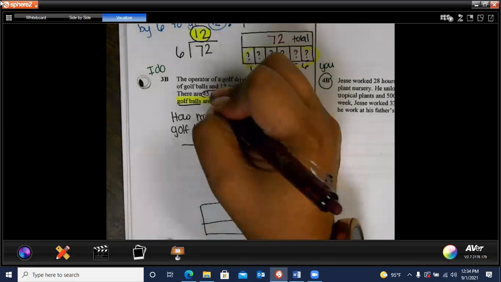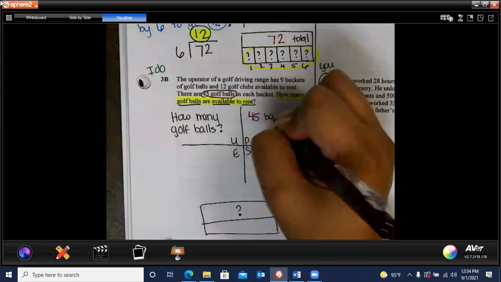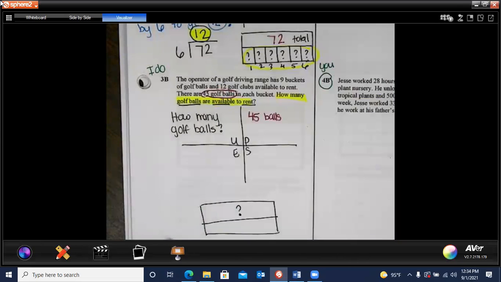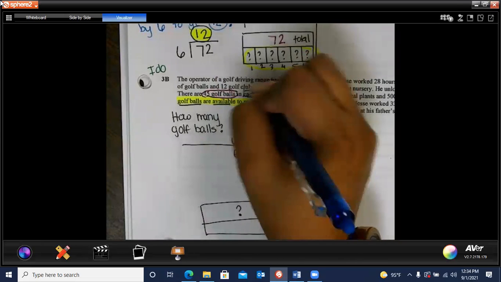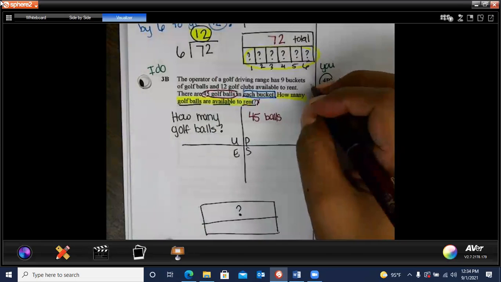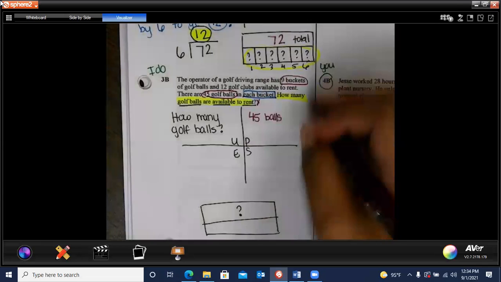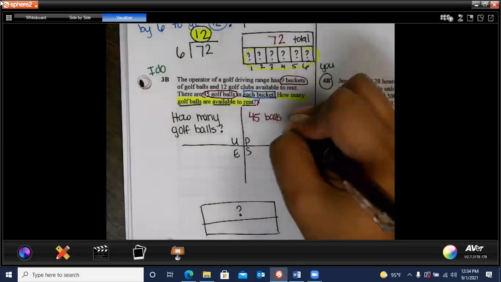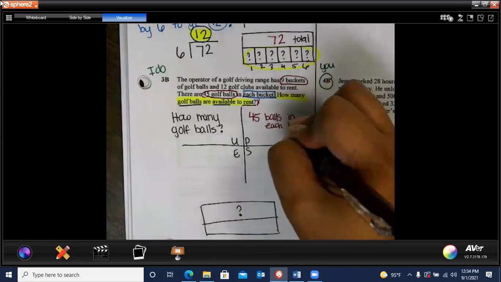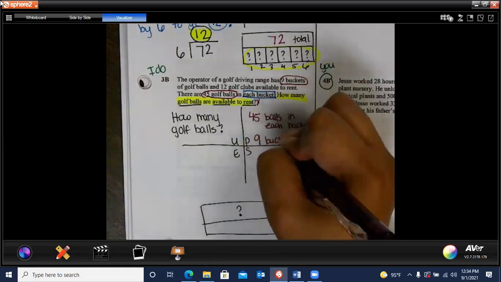45 golf balls where? Ooh, each, clue word there, each bucket. So what does the word each mean? Multiply. So that means we have to multiply by each bucket. So we have to figure out, did they give us how many buckets we have? Thank you, 9 buckets. So 45 balls in each bucket, and we know that we have 9 buckets.